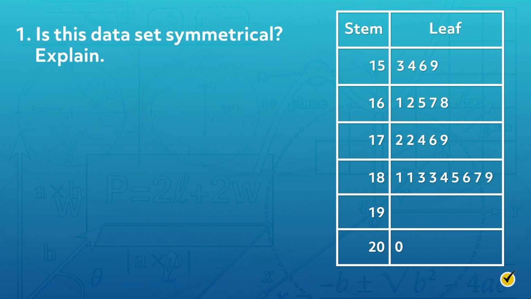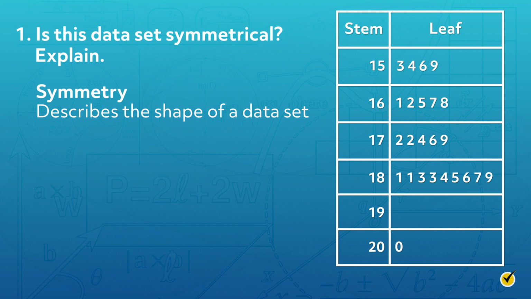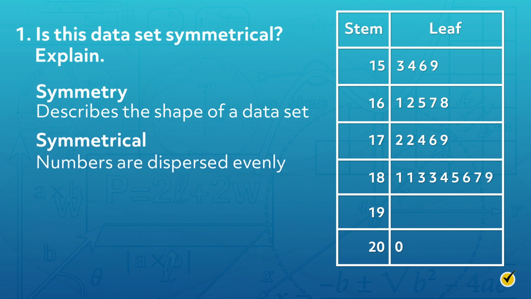Is this dataset symmetrical? Explain. Symmetry describes the shape of a dataset. If the numbers are dispersed evenly, then the dataset is said to be symmetrical. This particular dataset is asymmetrical because most of its data values are in the 150s, 160s, 170s, and 180s. This dataset is described as skewing to the right.